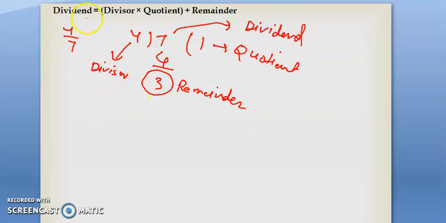So we write dividend is equal to divisor into quotient plus remainder. In this case, you see 4 into 1 plus 3. So 3 is the remainder, this is the divisor, and this quotient, is equal to the dividend. Similarly, when we divide one polynomial by another polynomial, we perform the same thing. So we'll move to how we perform division on polynomials.